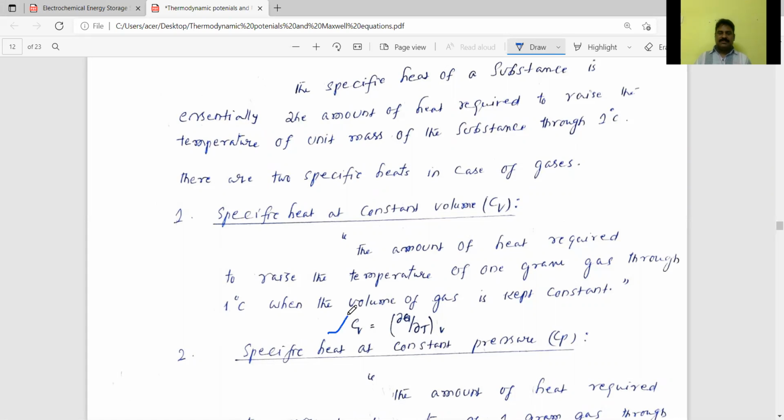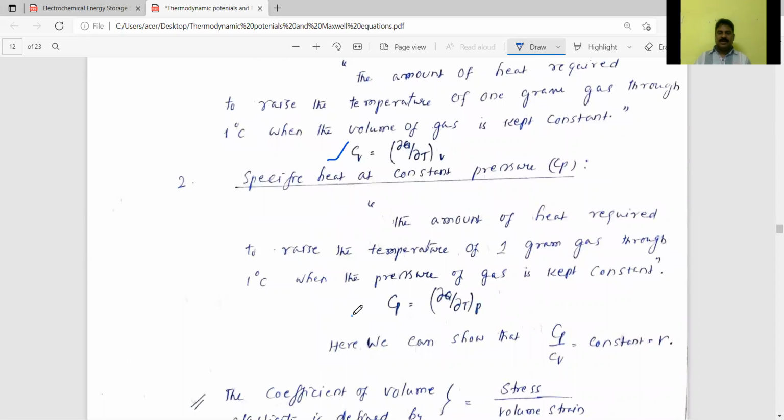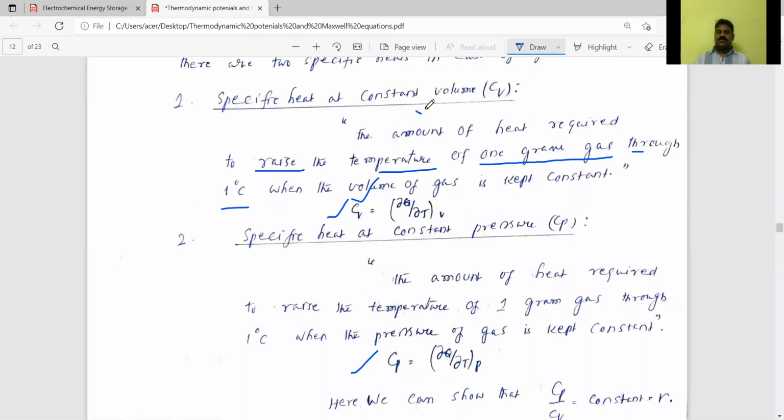written the equation of Cv, and after that we have written the equation of Cp. What is Cv? Dou Q by dou T at V. The amount of heat energy required to raise the temperature of 1 gram mole of gas through 1 degree centigrade when the volume is constant. It is called as specific heat at constant volume.